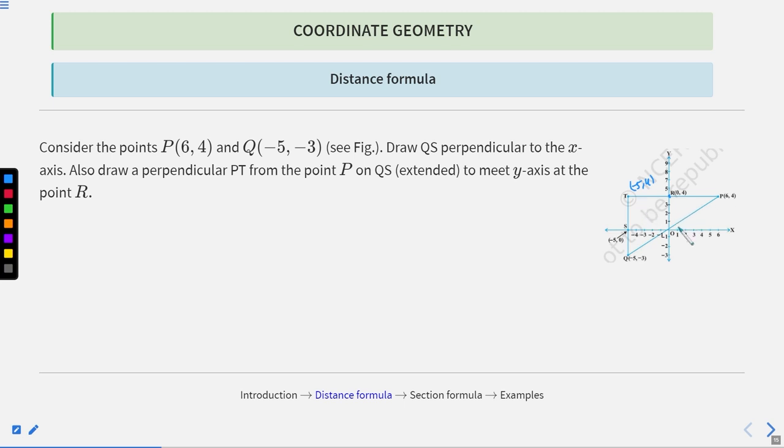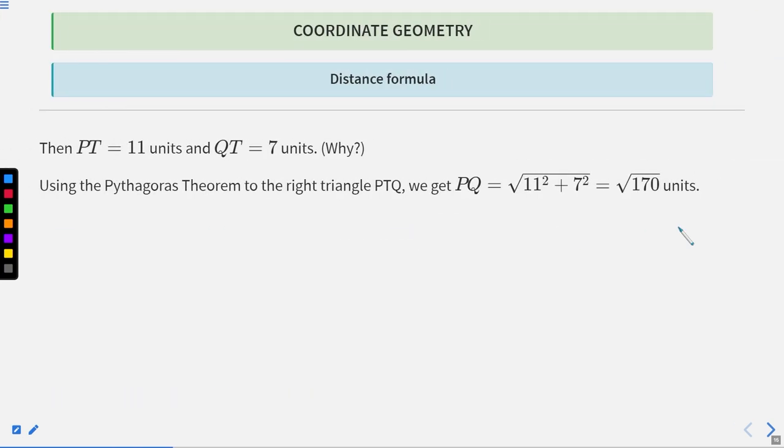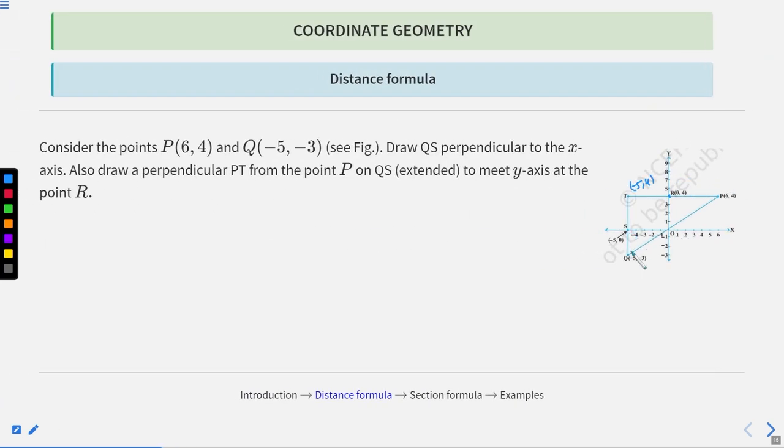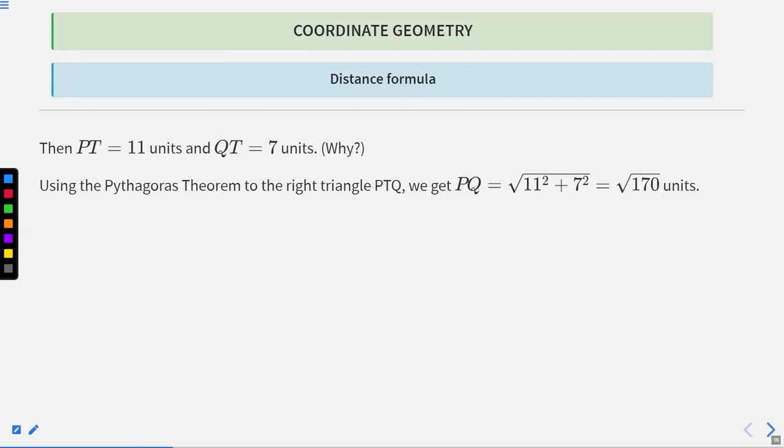Okay, and QT is equal to TS plus QS. Here the length of QS is 3 units, and the length of ST is equal to 4 units. Okay, so the length of QT is equal to 4 plus 3, that is equal to 7 units. So QS is 3 units in length and ST is equal to 4 units. So QT is equal to 7 units.